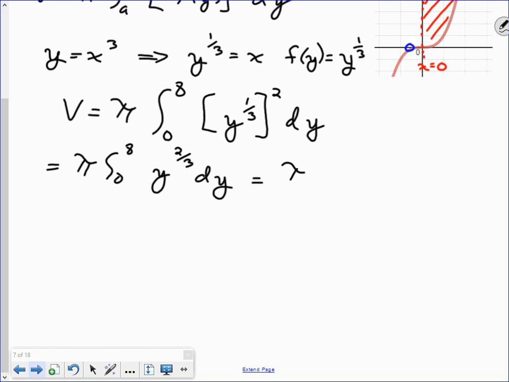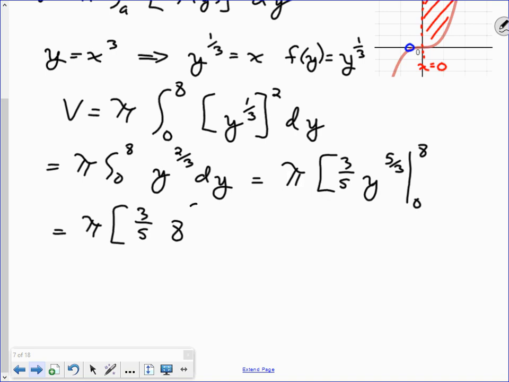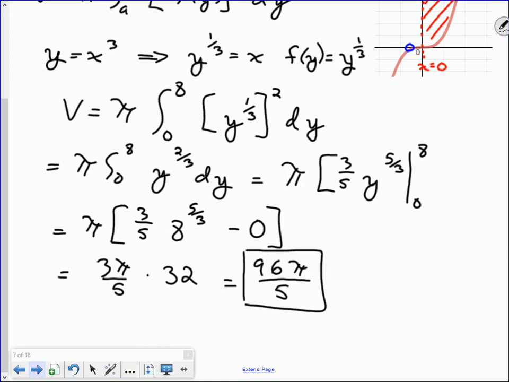Our antiderivative is going to be, let's see, we're going to end up with a y to the 5/3. Okay, and then to cancel that out, we need a 3/5. And this gets evaluated from 0 to 8. Evaluating at 8, we're going to have pi times 3/5 times 8 to the 5/3, and then when you evaluate at 0, it's just going to be 0. So we can just work out what this is. This is going to be 3 pi over 5. If we take the cube root of 8, we get 2. And then 2 to the power of 5 is going to be 32. So 3 times 32 is just going to be 96. So 96 pi divided by 5 is our final answer for the volume.